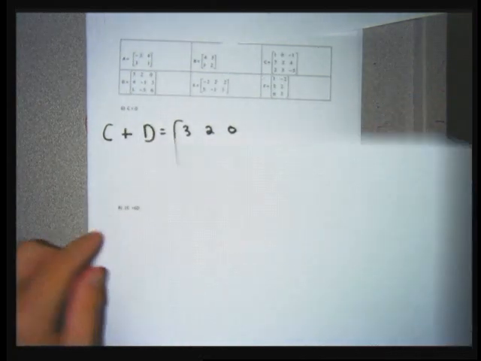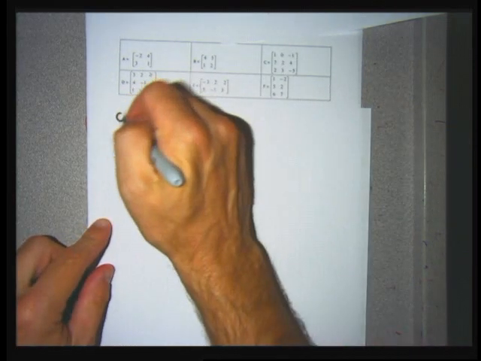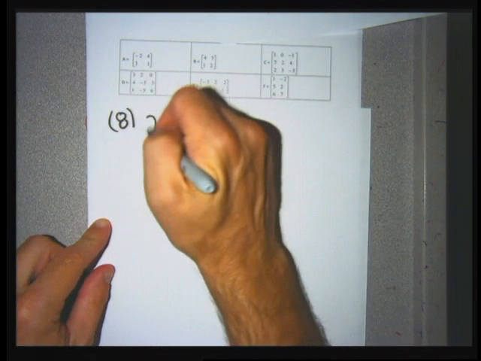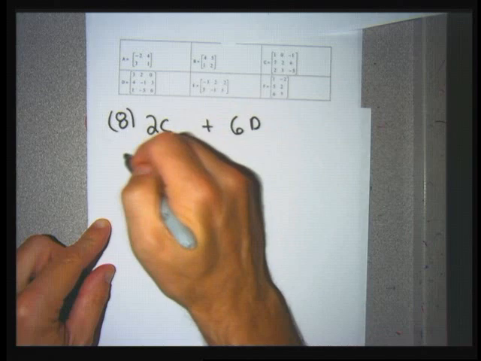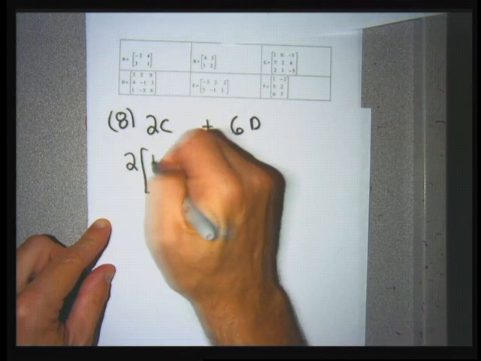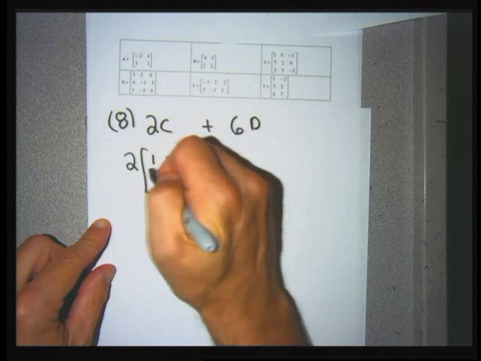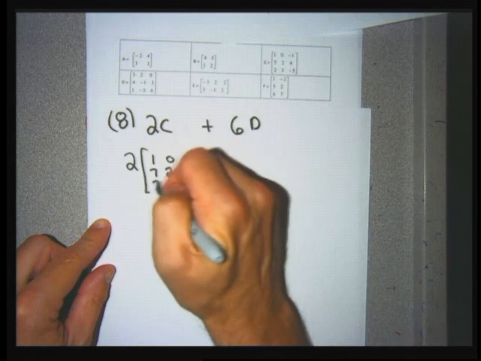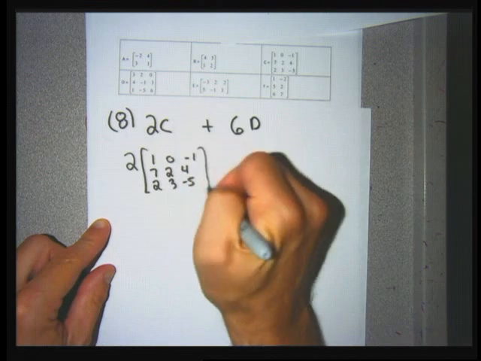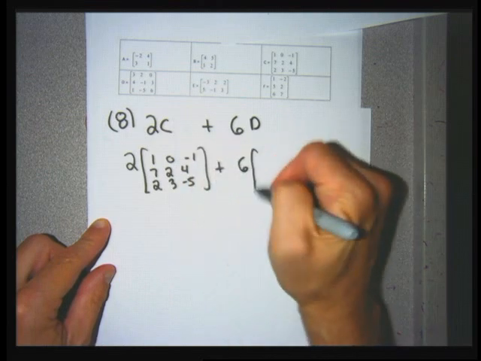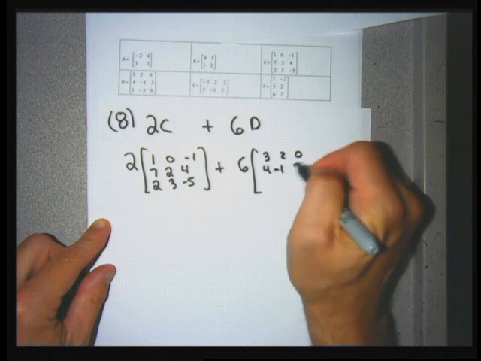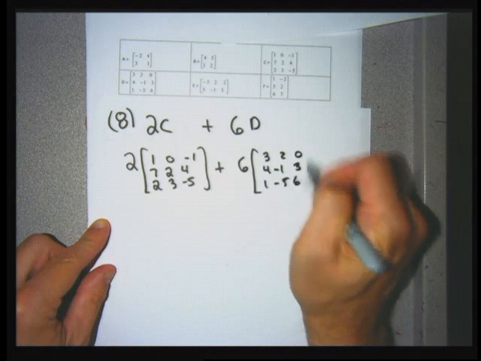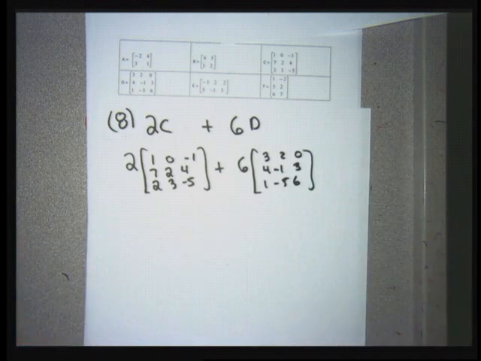Problem 8's a blended problem. It wants me to do 2C plus 6D. So problem 8 asks me to do 2C plus 6D. So that would mean to take 2 times the C matrix, which is 1, 0, -1, 7, 2, 4, 2, 3, -5, and then add that to 6 times the D matrix, which is 3, 2, 0, 4, -1, 3, 1, -5, 6. I'm going to do the scalar multiplication by hand first and then do the addition.